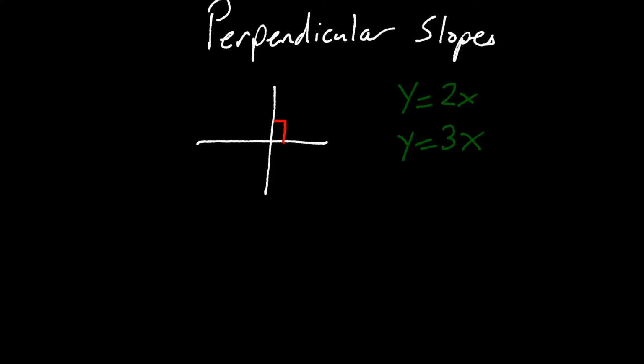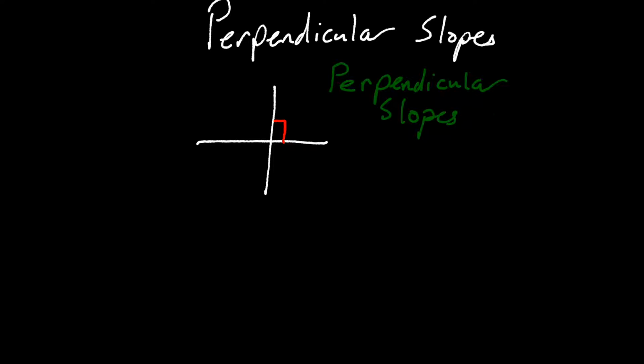Perpendicular slopes have a special relationship. So as long as the slopes are different, they're going to cross. But if we want them to be perpendicular, they have to have what is called opposite reciprocal slopes. So let me write that down. That's an important part here. Perpendicular slopes are opposite reciprocals of each other.